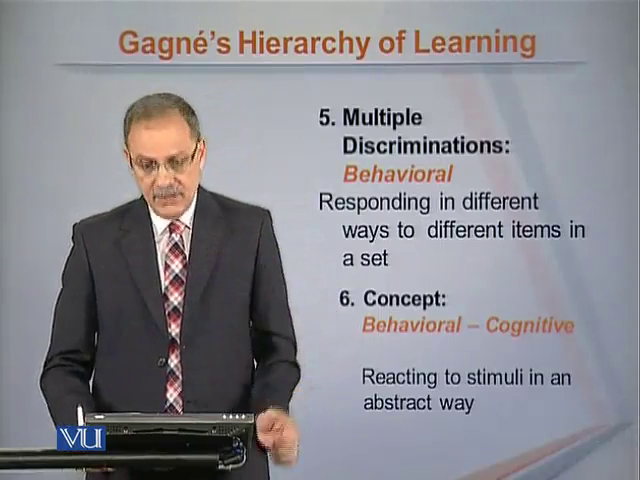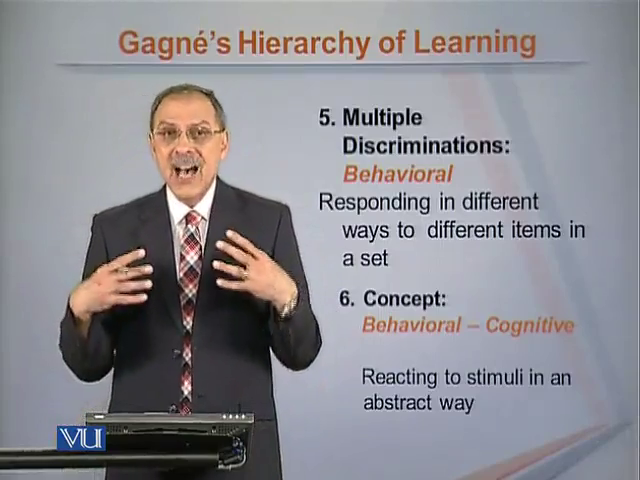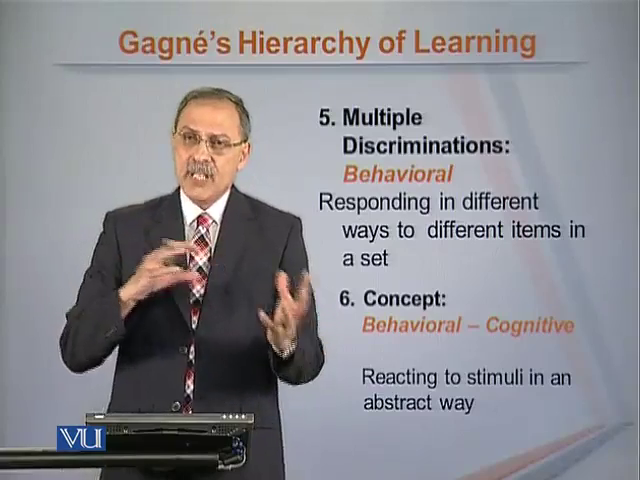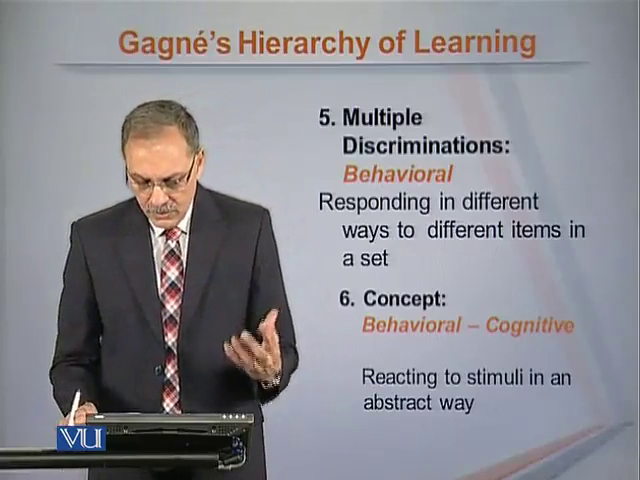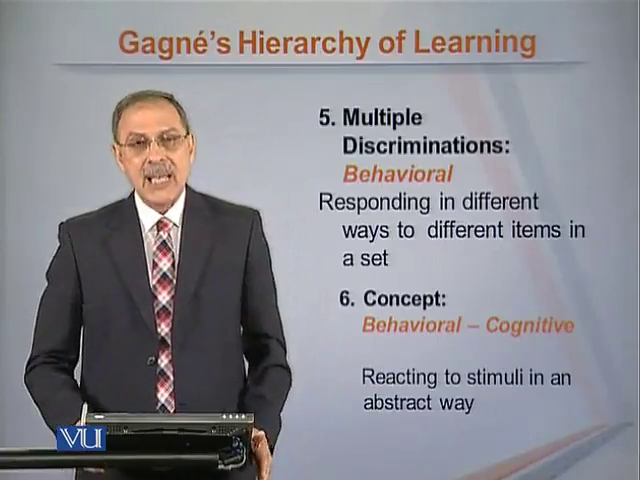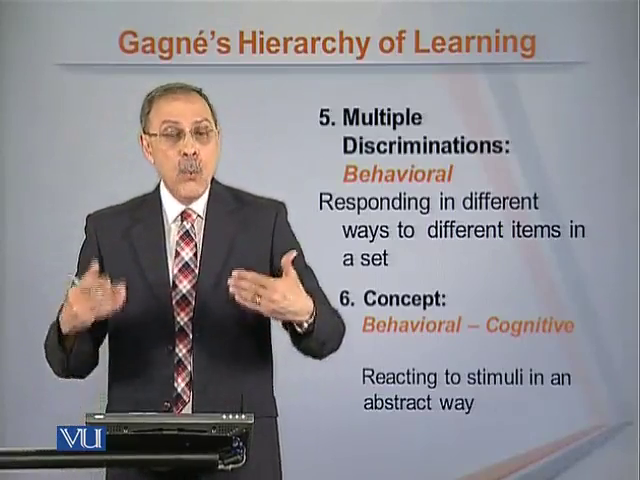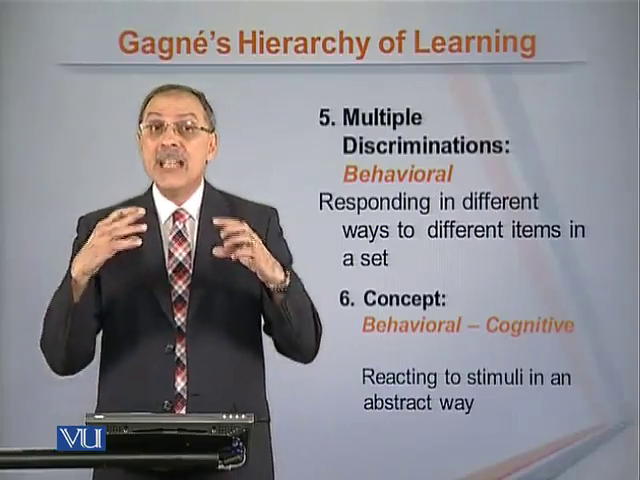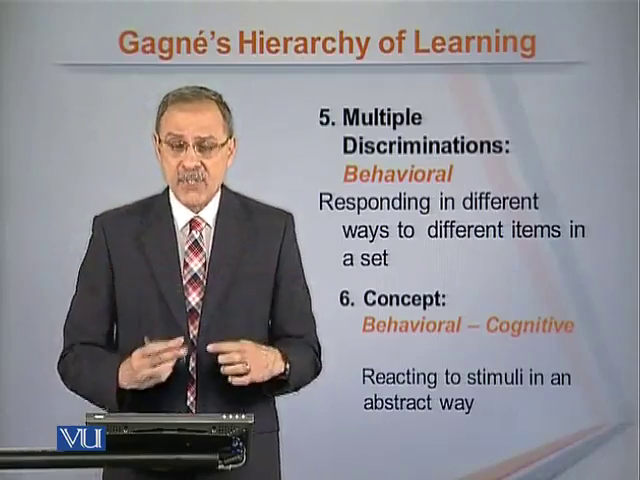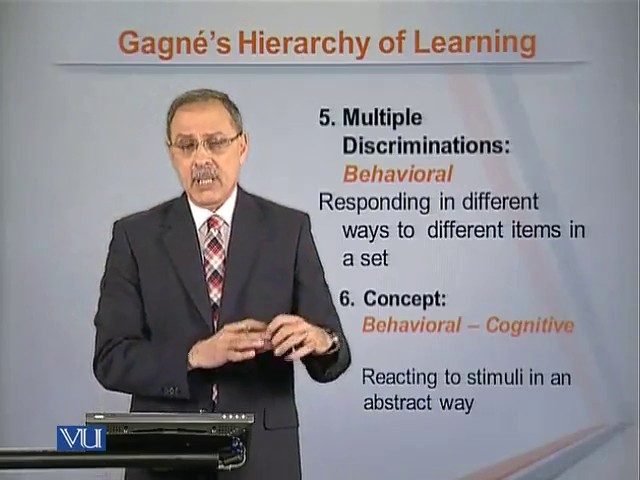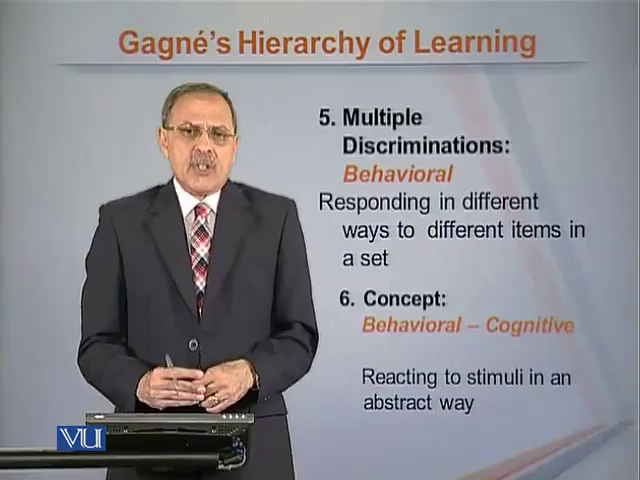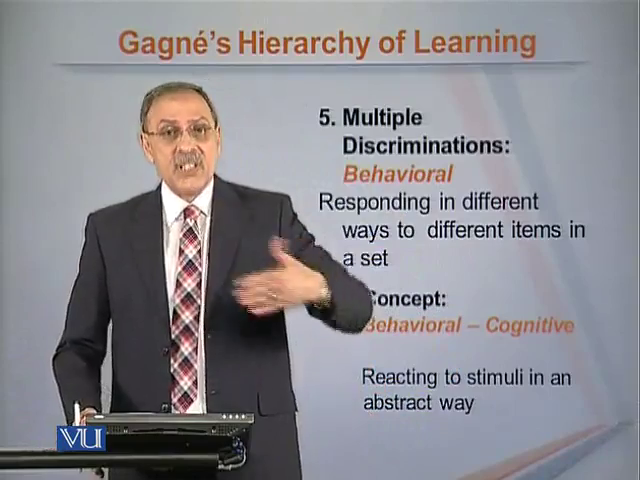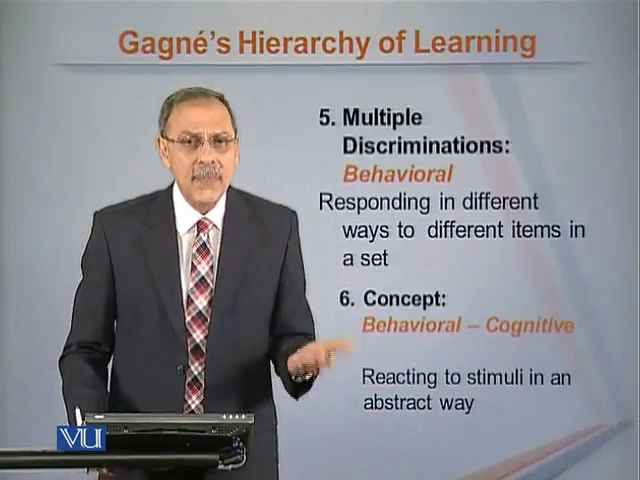The sixth level is concept. Now we are moving from behavioral to cognitive. So concept is a little bit of both. It's reacting to stimuli in an abstract way. Because something has happened, you reacted differently, and you are now not showing an observation that is measurable. For example, something happened and you just shrugged your shoulders and you walked away. The other person, the third party, doesn't know what that meant.